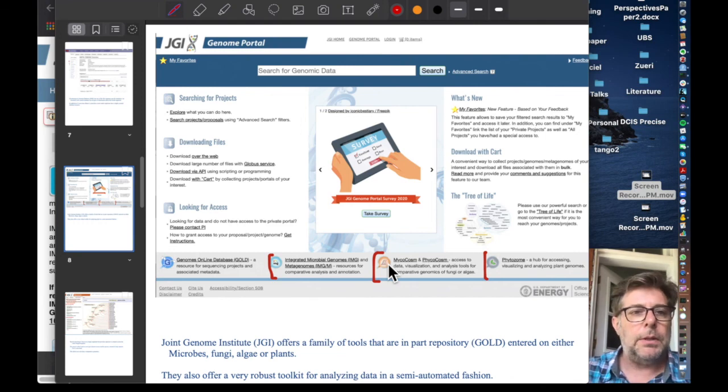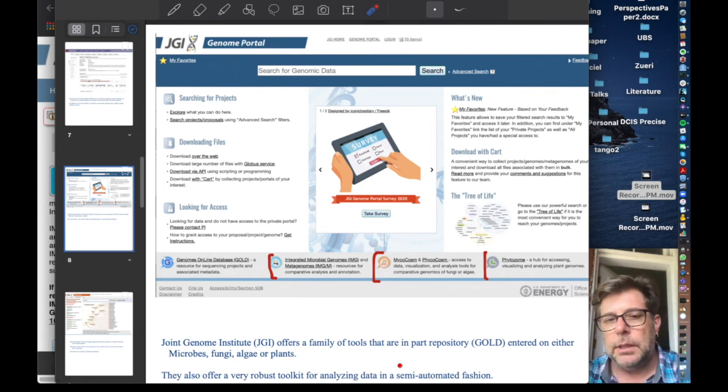So the next resource I wanted to talk about was the JGI Genome Portal. JGI stands for Joint Genome Institute. This is a collection of schools, Berkeley, I believe, I think Stanford and the Lawrence Livermore Labs, amongst others. What's interesting and novel about JGI is that it's not just about one organism, but kingdoms of organisms or taxa of organisms.